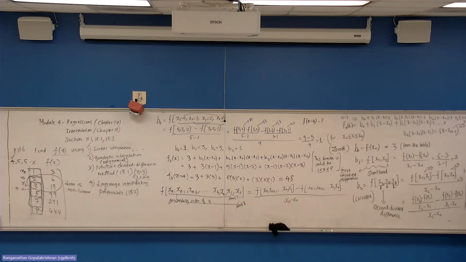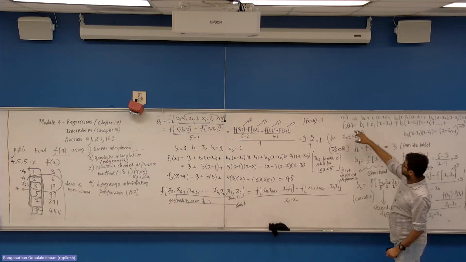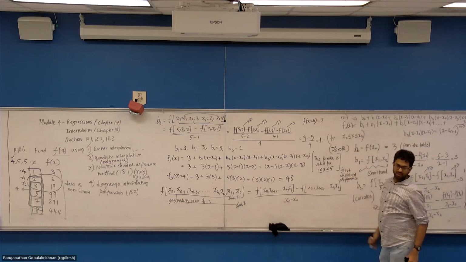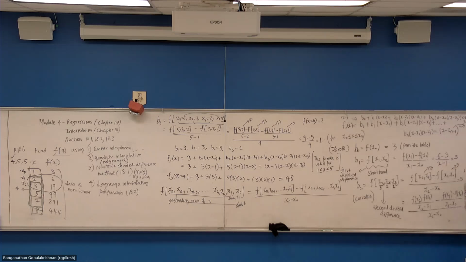Yeah. We get n equals 3, because we are told in the problem, or I'm selecting a problem in which I want to use n equal to 3. We want to do a third order approximation.